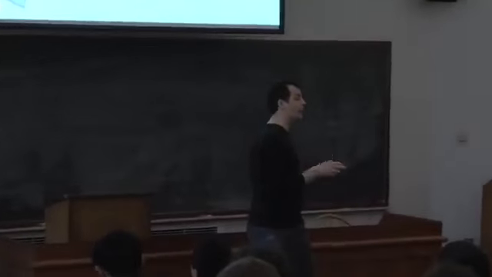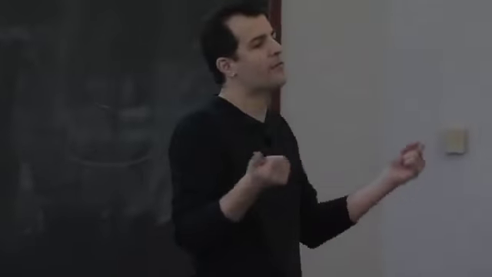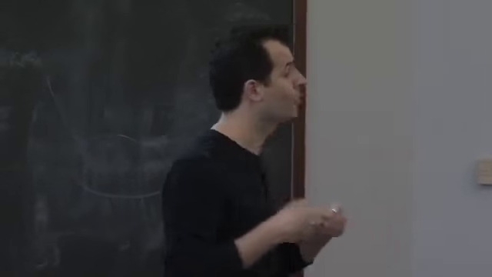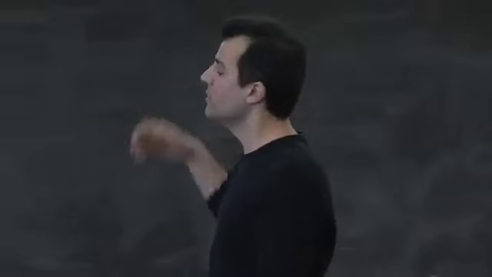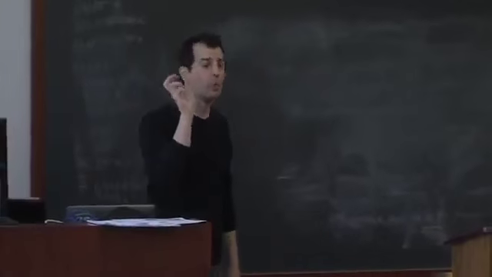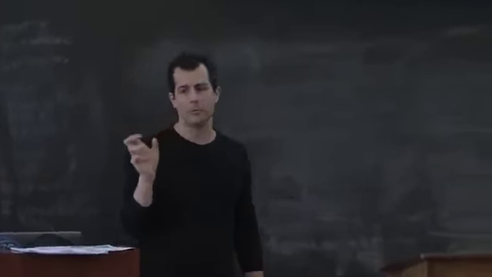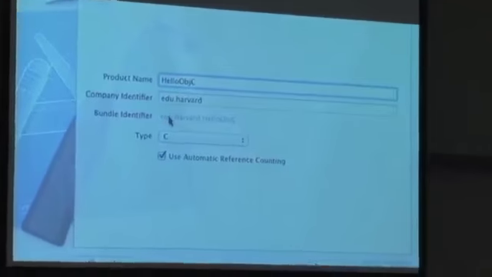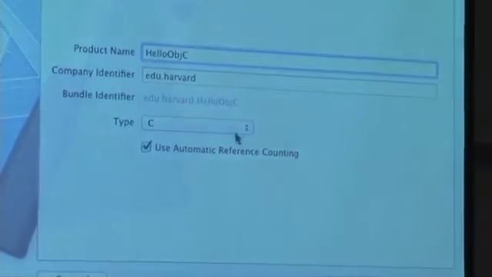So a very common paradigm in the Java world, too, is what do you have that's unique? Well, probably your email address or at least your domain name that you own or your company owns. So this is just a convention in the world, reversing domain names so that with low probability will some random person on the internet choose that same unique identifier for their app. So my bundle identifier is going to be edu.harvard.hello Objective-C.